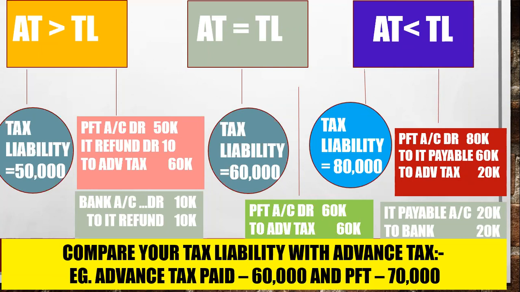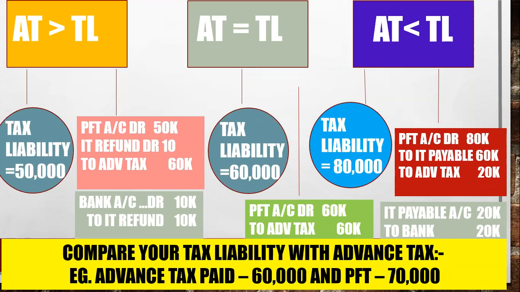Clear that? Everyone, is that clear? See, over here I have made one mistake. You have to do this: PFT account debit 80,000. Income tax payable will come over here as 20,000 and advance tax will come as 60,000.